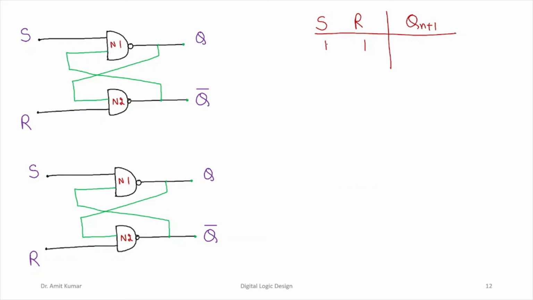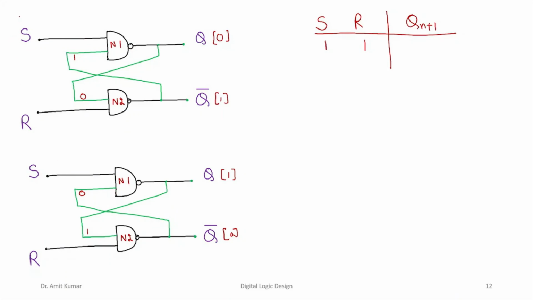Before application of the inputs, let us say the output Q has a value 0. This can be one possibility, or the output can have a value 1. These are the only two possibilities for the output. So if Q is 0, Q bar is going to be 1. If Q is 1, Q bar is going to be 0. From feedback it will be made available to the input of N1 and N2 accordingly.